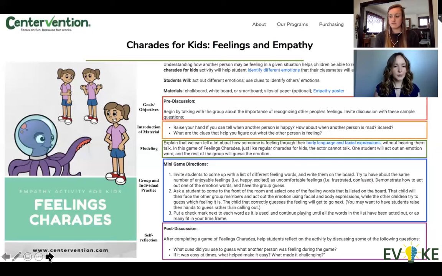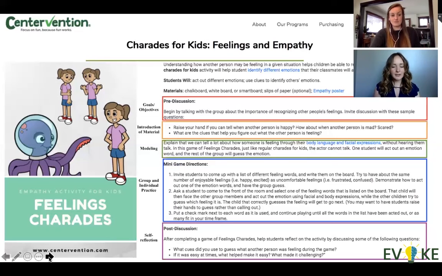And then in the modeling section, it says to explain that you can tell a lot about someone's feelings through their body language. This would be a really awesome opportunity for the teacher to model what that looks like, how body language can show emotions. And then moving on, you have the directions, which is the opportunity for them to practice. And then the self-reflection, which has questions such as, what cues did you use to guess what another person was feeling during the game? This gives them an opportunity, as a class, to discuss what they learned and why it's important and how they can apply it to their life.